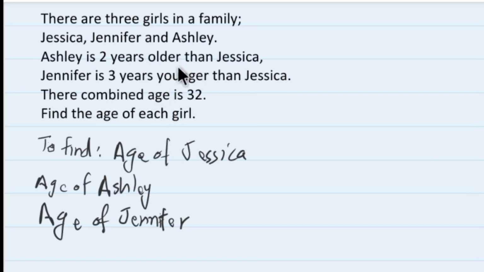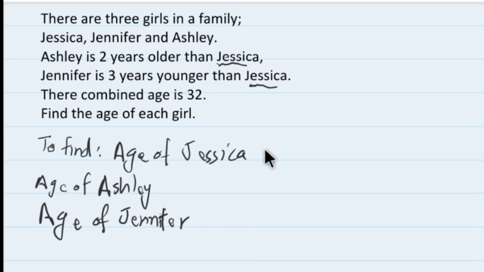Here is a little trick. Note that Ashley is 2 years older than Jessica. Jennifer is 3 years younger than Jessica. Note that both the ages of Ashley and Jennifer are given in terms of Jessica. So if we assign a variable to Jessica, we can write the ages of Ashley and Jennifer in terms of the age of Jessica. So we assign a variable to the age of Jessica.